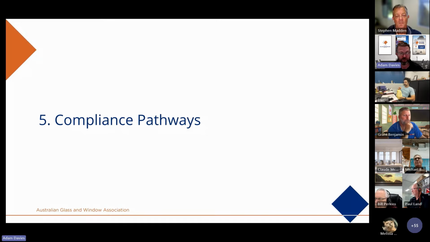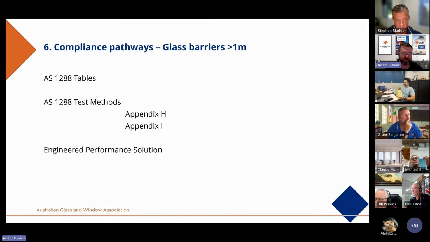We're going to discuss the compliance pathways for barriers. Now, we're going to specifically focus on barriers greater than a metre because that is where the requirement kicks in for the NCC. AS 1288 does provide guidance for barriers at protecting height under a metre, but we're not going to address them today. We're going to specifically focus on barrier design for protecting height greater than a metre.